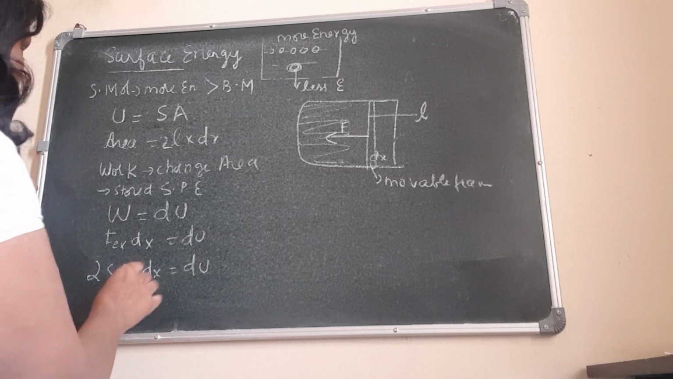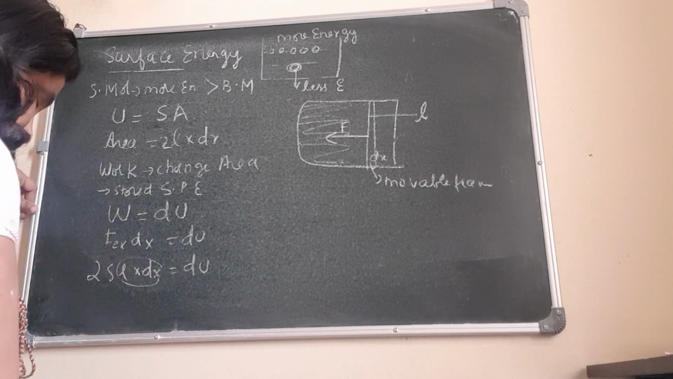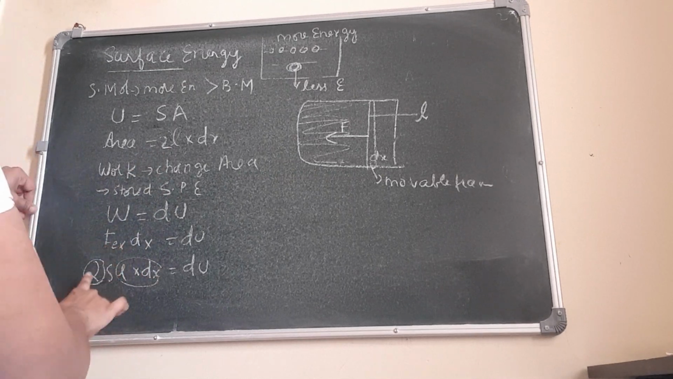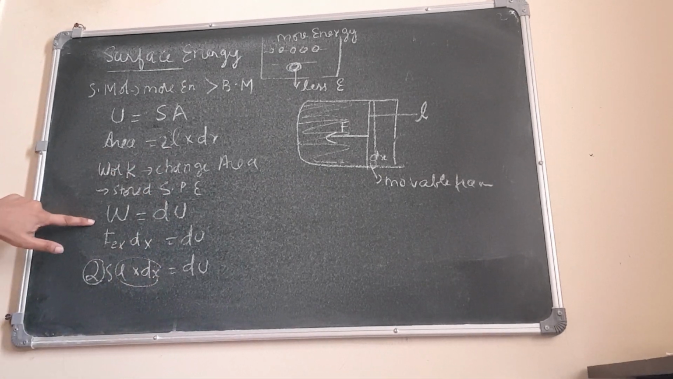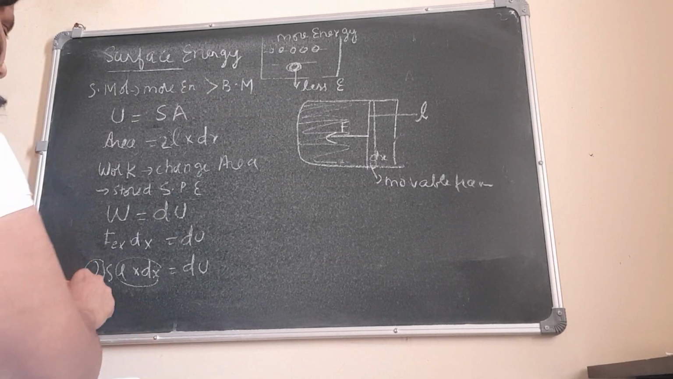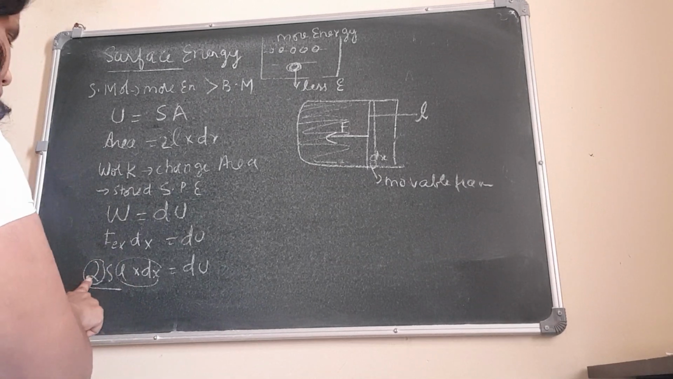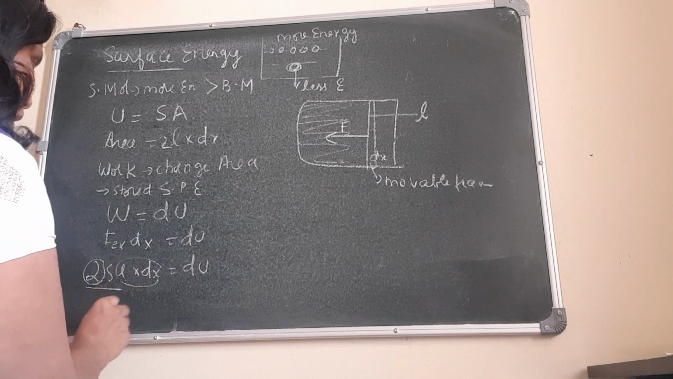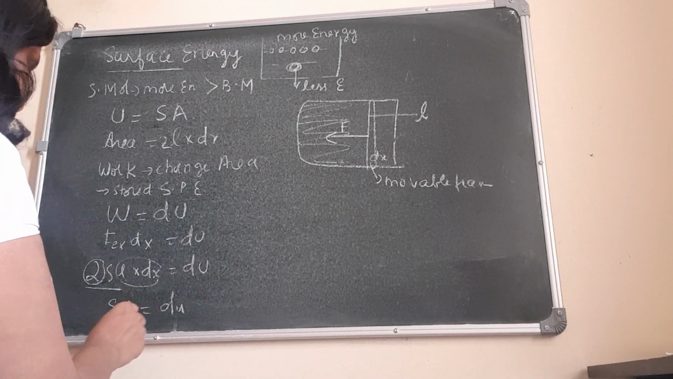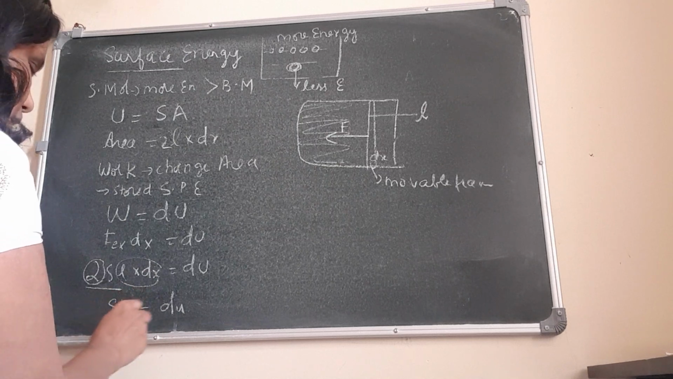Now what is L dx? L dx is area. So 2 into L into dx is area. Work is force into displacement, that is what I have. And instead of force, I have written 2SL. If I combine 2L and dx, I get area. So that is how I get it. And if I integrate on both sides, this is my dA, that is what I get, the small area.